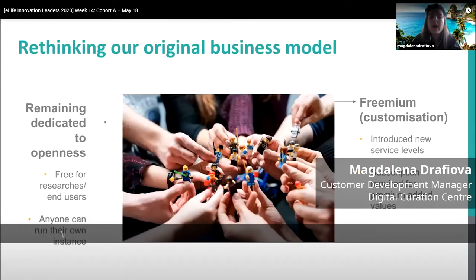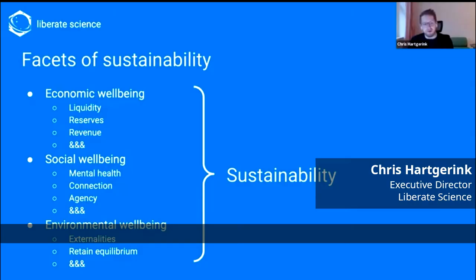When we were considering a potential business model, what we wanted to ensure was that we didn't really disadvantage any user group, and we wanted to make sure we are going to be as open as possible. You really need to take economic, social, and environmental well-being seriously to become a sustainable project.